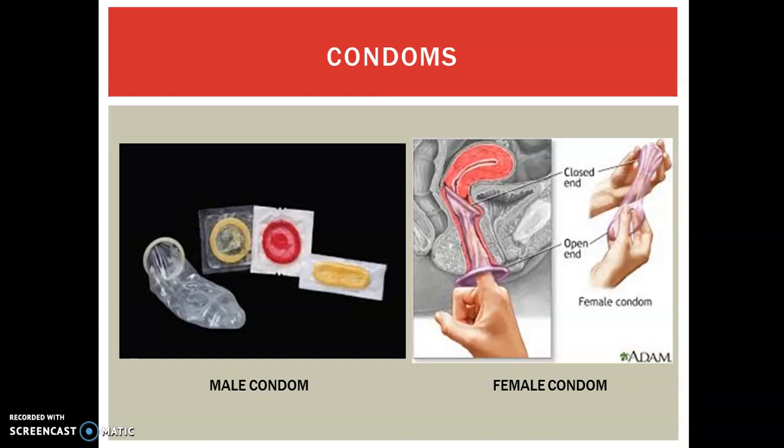On the right side of this picture, you can see the female condom. The female condom is also a thin latex rubber sheath. It is fitted into the vagina of the female during sexual intercourse. It has two ends: one end is open and the other end is closed. Here you can see this end is closed, and the sperm will not enter the uterus. That is how fertilization is prevented. So these are the condoms.